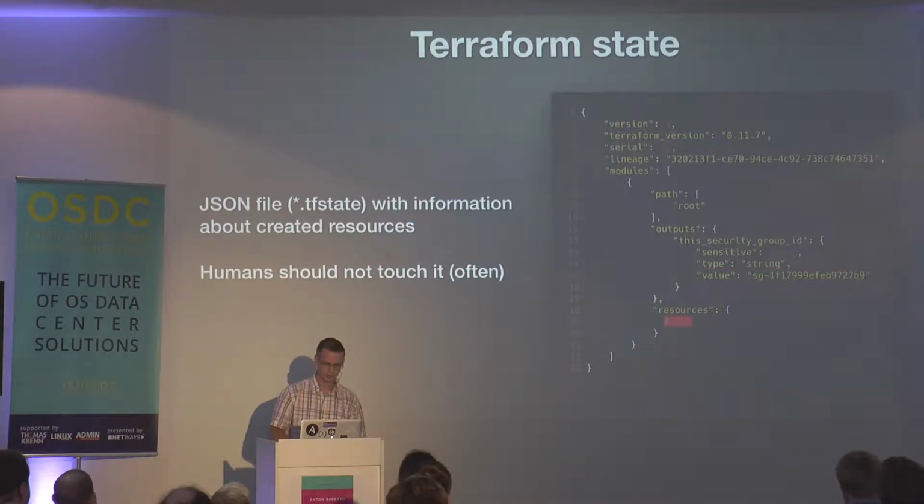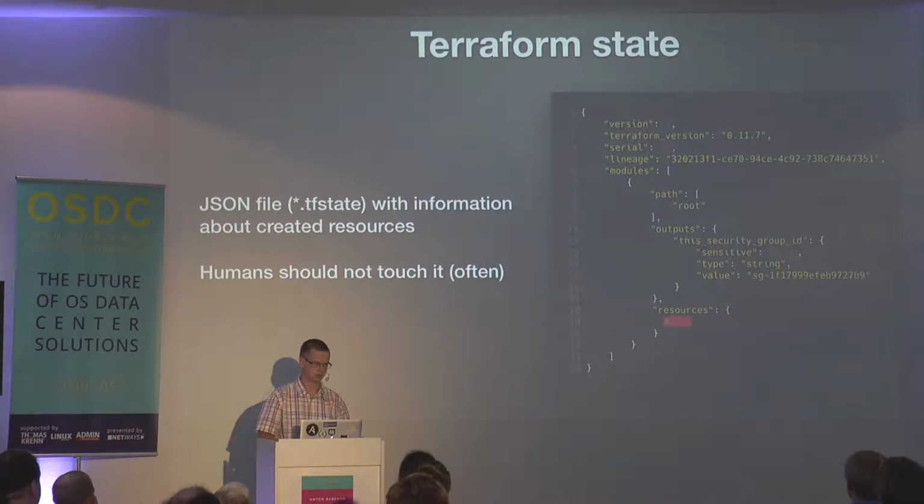Terraform state is the last concept which is important to understand for this specific talk. It is just a JSON file which contains information about created resources. It is used internally by Terraform, so humans often should not touch it. If you want, you can use Terraform commands like terraform show to extract part of it. If you need to work with this JSON state file, there are commands to update parts of it and to move certain blocks around. I will talk through that later.